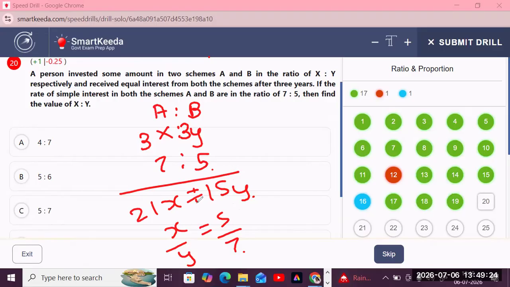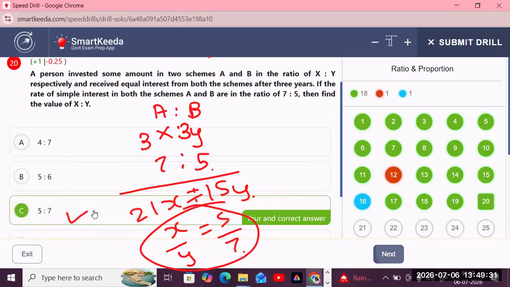Find the value of x and y. It's 5/7. Next.